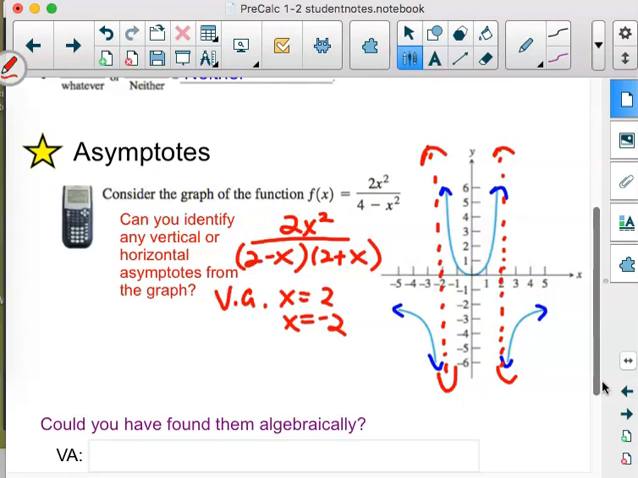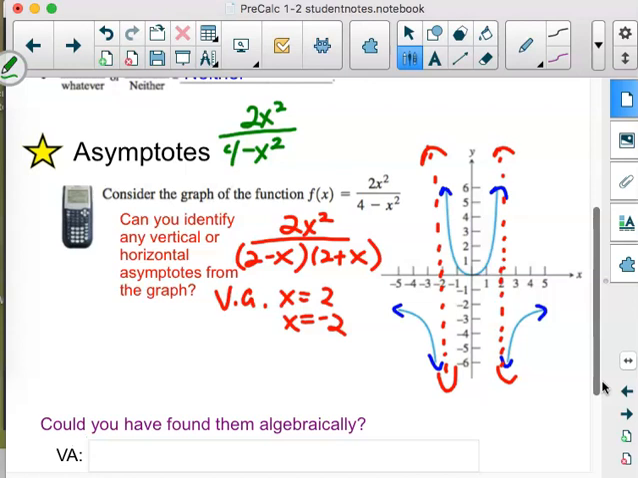But we'd like more information than that. We'd like to know, are there any horizontal asymptotes? How about x and y intercepts? What are some other important features of this graph? So, I'm looking at 2x squared over 4 minus x squared. And I'm saying to myself, I want to know what's going on as far as horizontal asymptotes. So as this graph goes to the left or the right forever, is it approaching a horizontal asymptote?